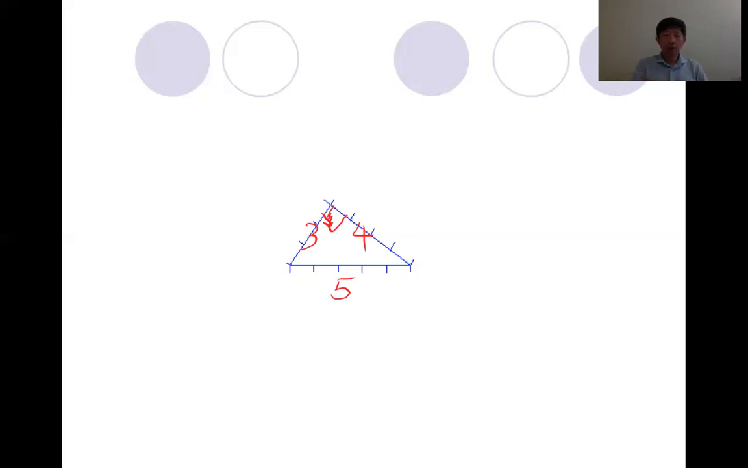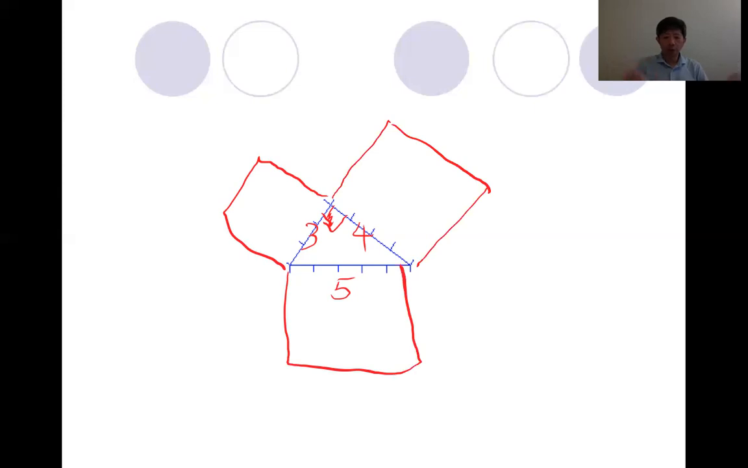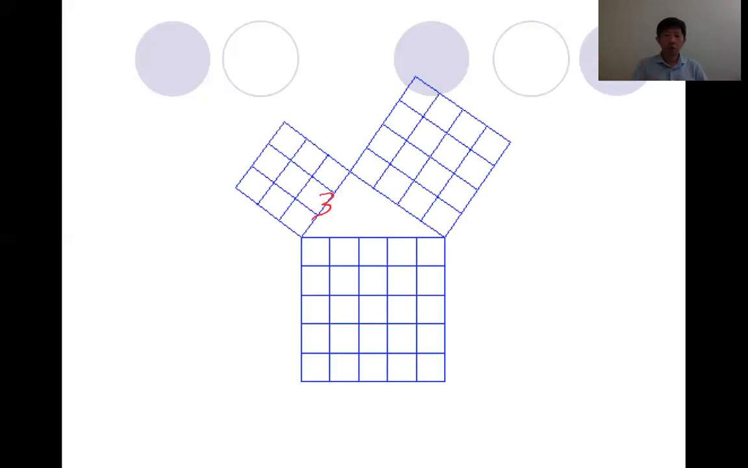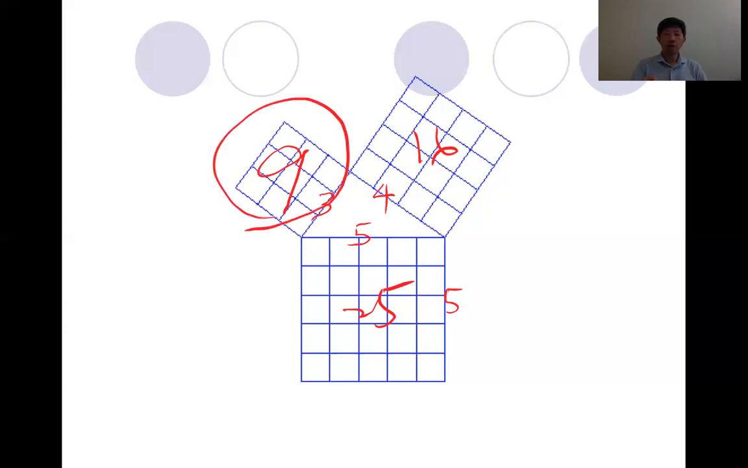If I make a square on the 3 unit side, how many? And if I make a square on this side, how many? Now you want to take a look. This is 3 units, 4 units, 5 units. So 3 times 3 is 9 square units. 4 times 4 is 16. 5 times 5 is 25. Is it true? Yes. You take this 9 plus 16, and it equals 25, right?